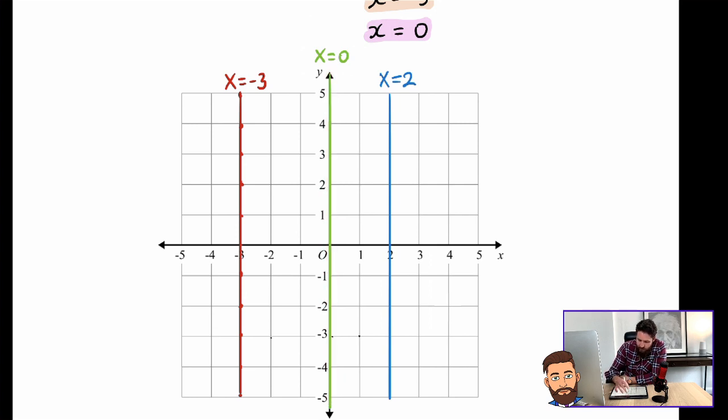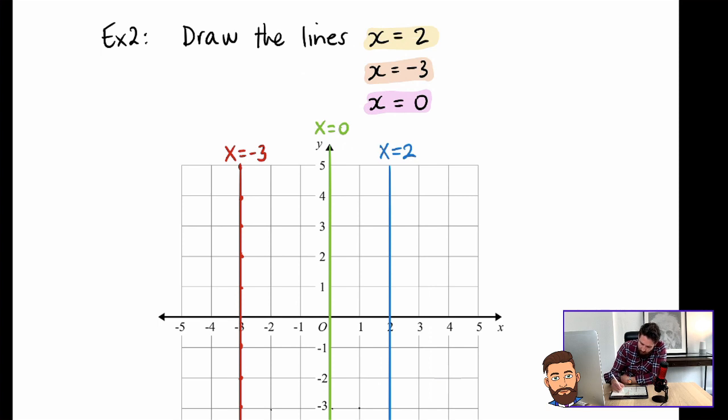Well, that is just the y-axis. So we could even call x equals 0, or we could just call it the y-axis, because it's the same thing. So another word for the y-axis is x equals 0. It's the line x equals 0.